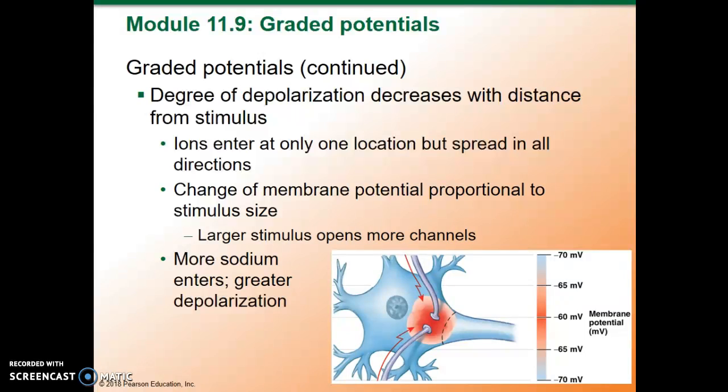The amount of depolarization decreases with distance from the stimulus. The ions enter at that one location, but then they're going to spread in all directions. A change in the membrane potential is definitely proportional to the stimulus. A larger stimulus will open more channels, and you'll have more sodium rushing into the cell and a greater depolarization.